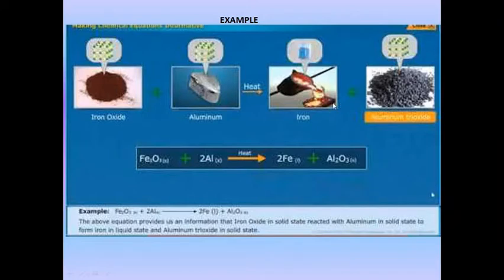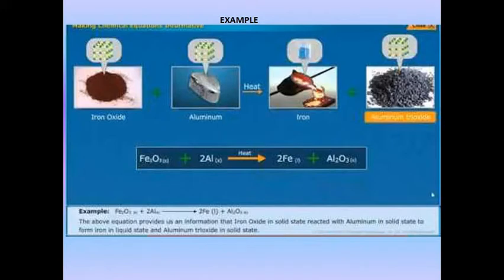So if you write all this pictorial thing in the equation form, then you have to write like this: Fe2O3, then s within bracket, it is solid state, then aluminium, again with it you have to write s, put an arrow, and write heat above it. Then liquid iron is formed, that means you have to write l within bracket, and when solid aluminium oxide is formed, then you have to write s.